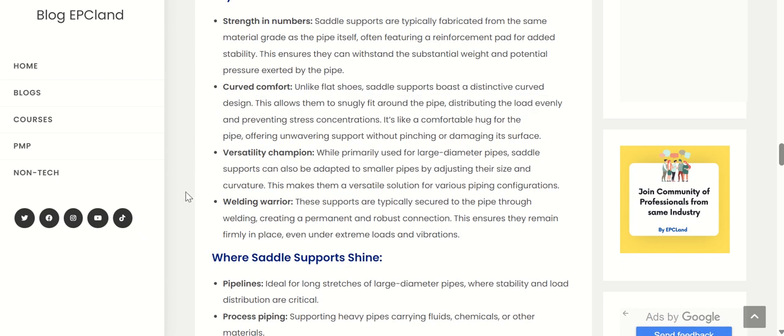Now, versatile champion. While primarily used for large diameter pipes, saddle supports can also be used for smaller pipes. We just need to adjust the sizes and curvature. Although this may be a complicated or a costly affair, still there is a flexibility. We can go with such supports if required, depending on various piping configurations. Maybe this can be a very good solution for smaller sizes also. That is why we are saying these are versatile champions. For large as well as small sizes, we can go for these kind of supports.